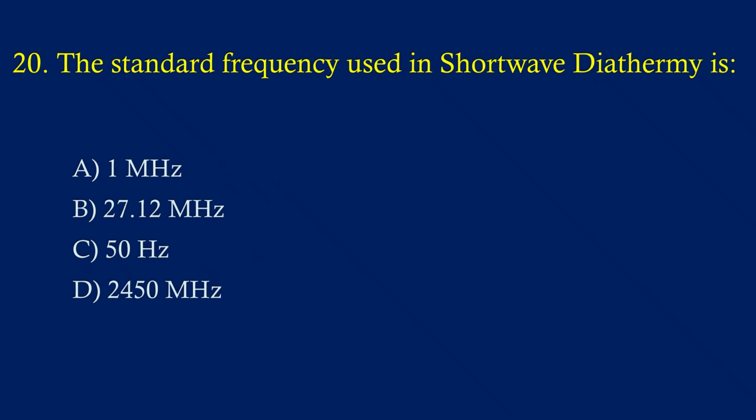Let's see the last MCQ. The standard frequency used in shortwave diathermy is A. 1 MHz, B. 27.12 MHz, C. 50 Hz, D. 2450 MHz. So here the answer is option B, 27.12 megahertz. 27.12 megahertz is the internationally accepted standard frequency for SWD.